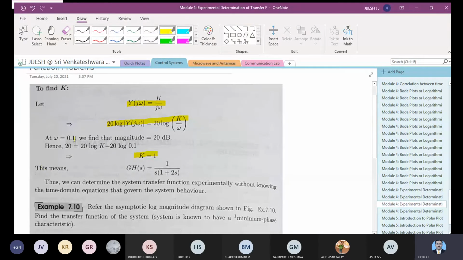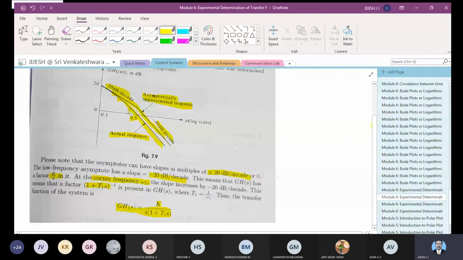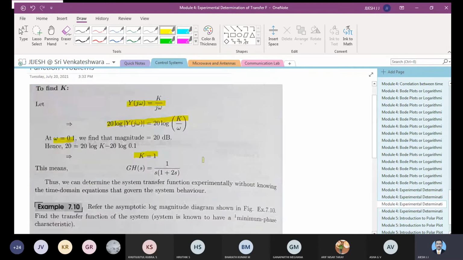So this means, how you got k is equal to 1 from the figure, you should see what the value is at omega 0.1. See the figure once, at 0.1. At 0.1, what is the value here? It is 20. So the omega value is 0.1 and the value obtained is 20. So at omega equal to 0.1, you can say that the magnitude is 20 dB.